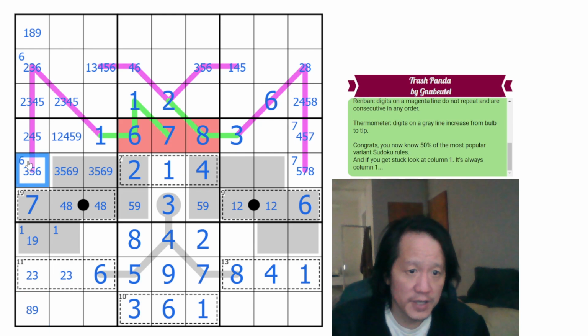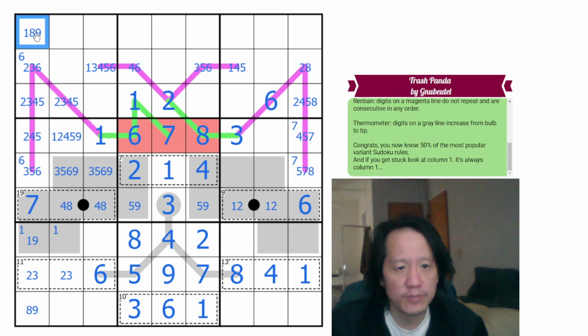So we know this has to contain 4, 5, and 6 because those are the only places they can now be in column 1. Therefore, this cannot be 4 or 5. So we have a 2 or a 3 here. This can't be 2 because of this 2, so this must be a 3. Therefore, there cannot be a 3 in the rest of the Renban line. So none of these are 3.